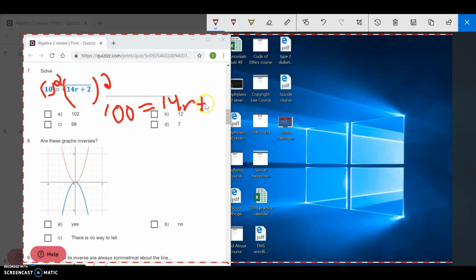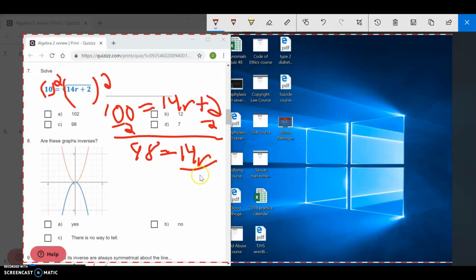14r plus 2, and now it's solved from here. So I would minus 2 from both sides, and that gives me 98 equals 14r. Sorry about my handwriting. Dividing by 14 gives me 7. And so there's my answer for that one.